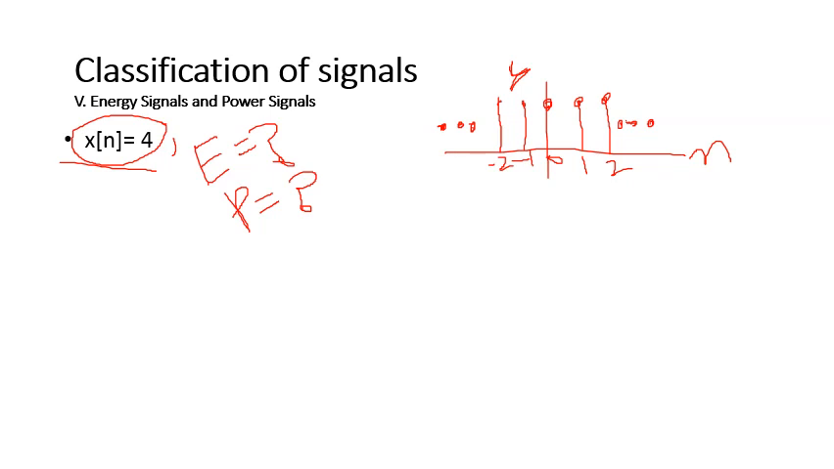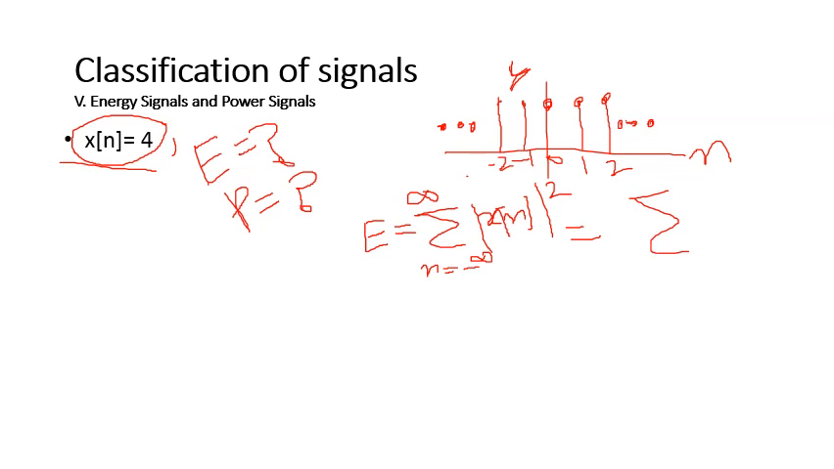So let's see what is the energy of this signal. E equals summation, n running from minus infinity up to infinity, of x of n square. So by putting in the value, what is the value of this signal? That is 4. So 4 square is 16.